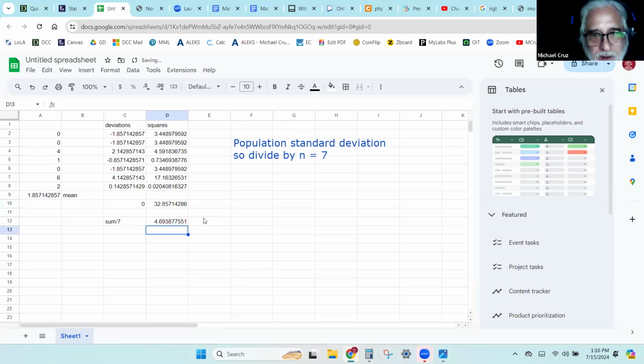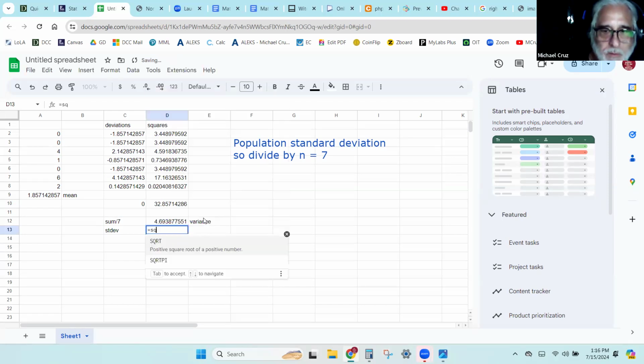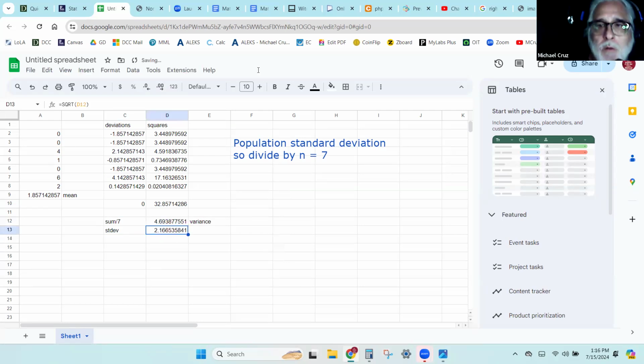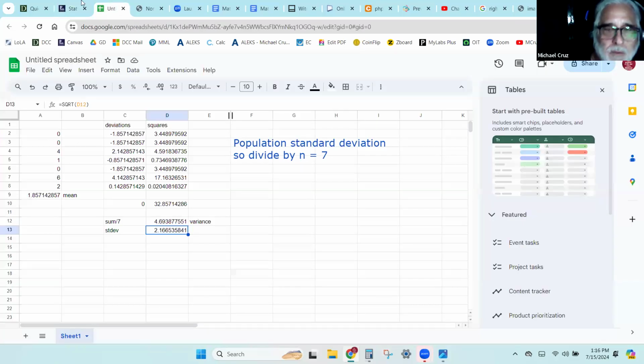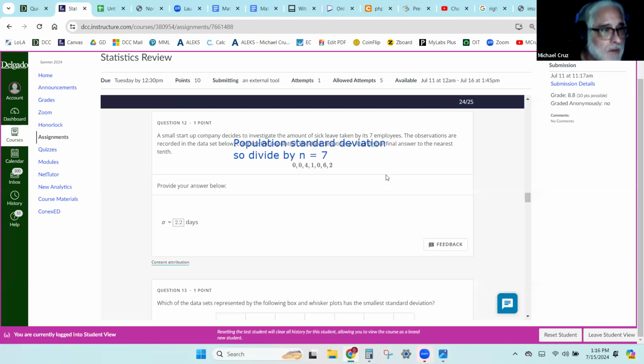So that's your variance. And then your standard deviation is just going to be the square root of the variance. 2 point. And that's exactly what I had. Good. Don't feel crazy now. I just was worried about it because it's easy to make a mistake.